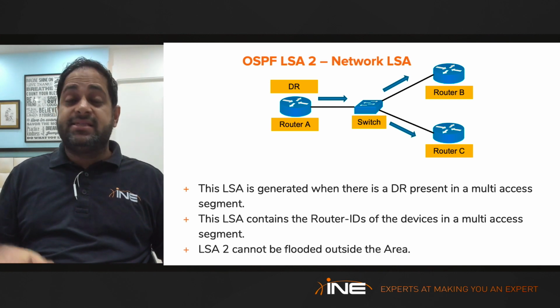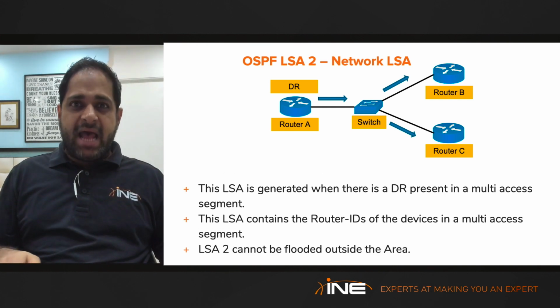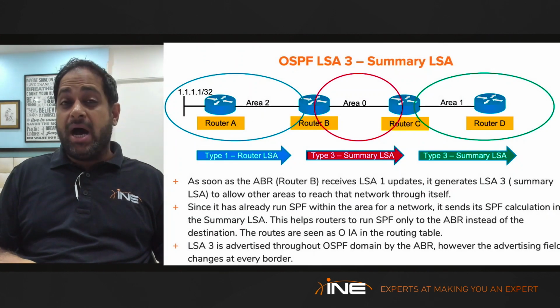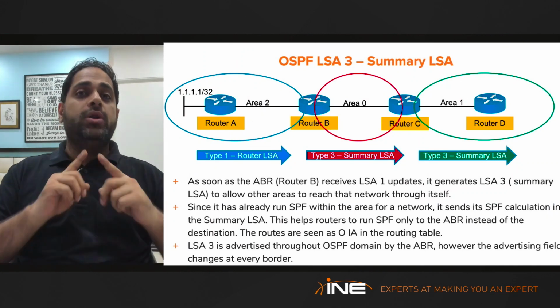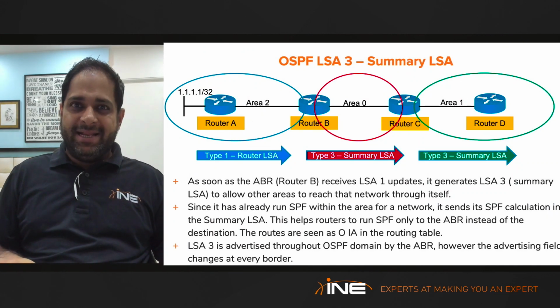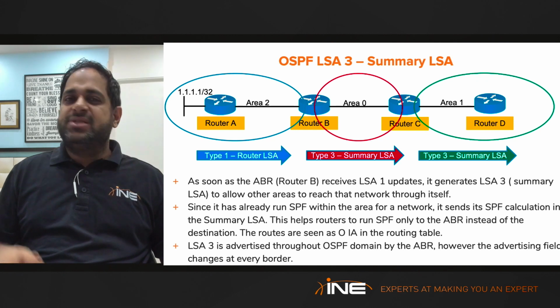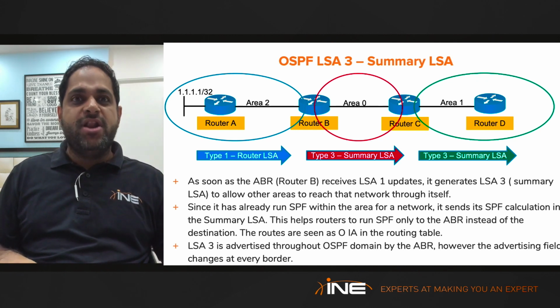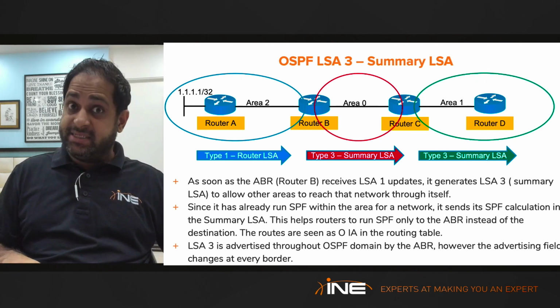But if you look at LSA3, LSA3 was summary LSA. Summary LSA is prefix information that is only generated by the ABR. Only the ABR can generate LSA3, which is basically containing the list of networks which he's learned through LSA1.